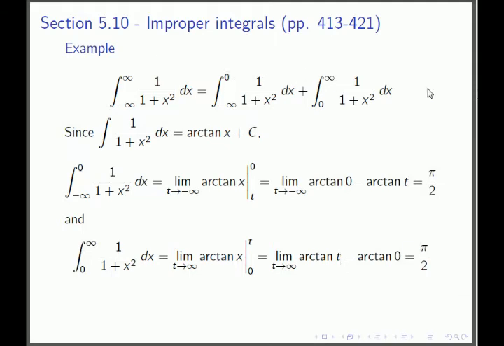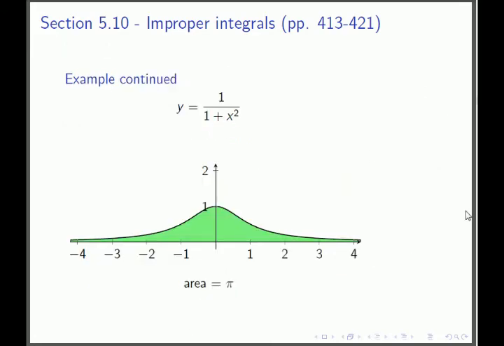So the sum of those two is just pi, and therefore this integral is pi, which shows me that the total area under that curve, 1 over 1 plus x squared, is equal to pi.